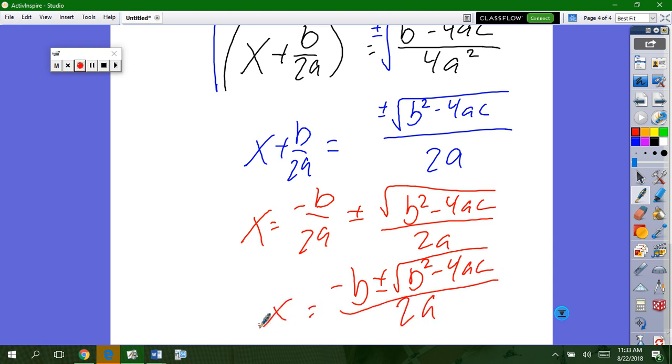Hence why the quadratic formula works for every single quadratic equation, because it comes from the most generic, basic equation. Okay? I just want to show you. Do you have to know that? No, but sometimes people are like, where did these come from? So I wanted to give you an idea of where.